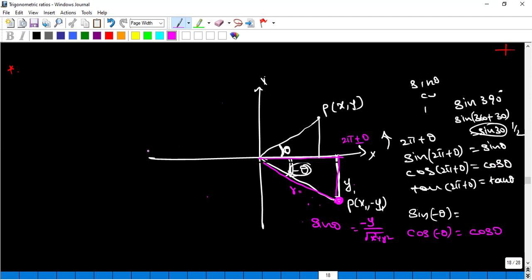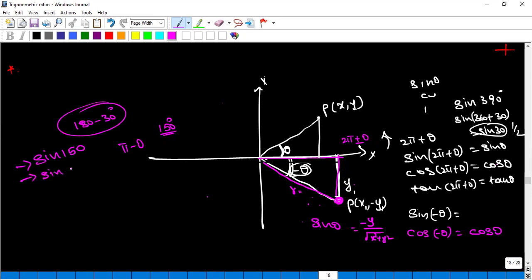And what will you tell about this? This is pi minus theta, right? Suppose you are telling about some 150 degrees. 150 you can take like 180 minus 30 degrees. Hope everyone understood. You are finding sine 150. This further you can write as sine 180 minus 30. But how to tell where it will be? Definitely it will be in second quadrant.